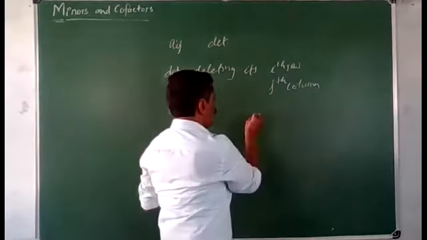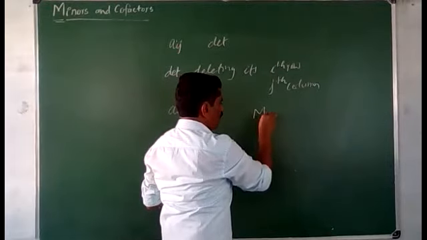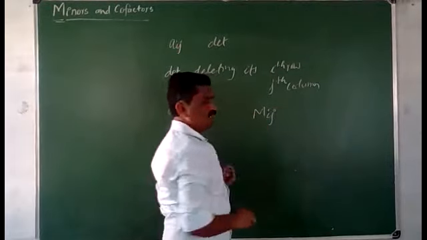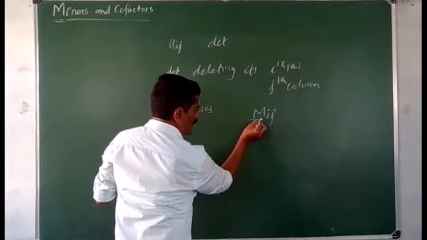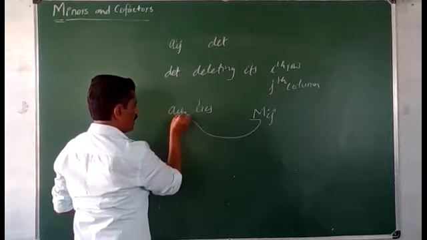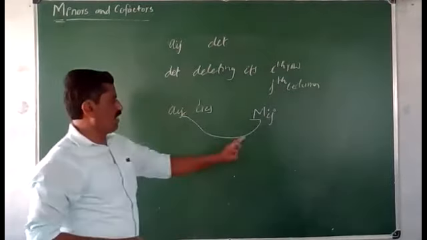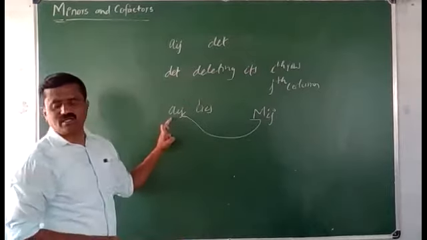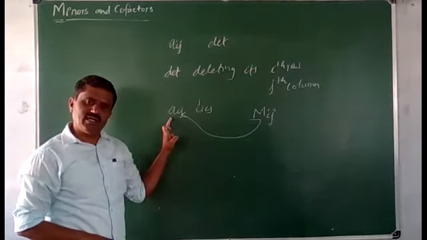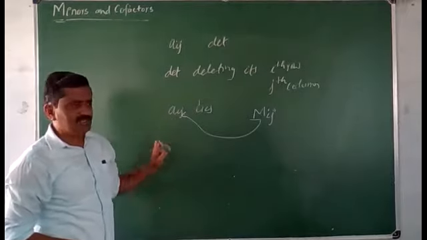Generally, they are denoted by Mij. Again, what is Mij? It is the minor of an element Aij. Okay, so we'll see an example.